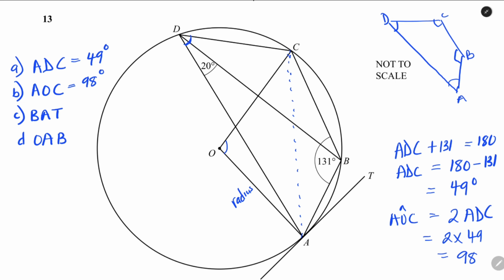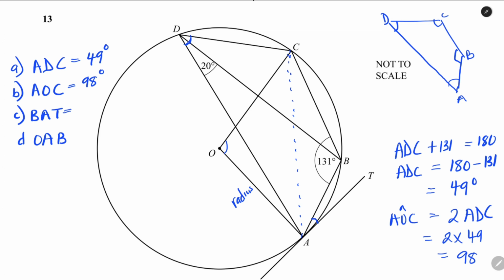Up next, we need to answer BAT. Let's look out for BAT. Well, BAT, it's this angle here. Okay, now this angle here is being made with a tangent that is external to the circle. But there is also a theorem that talks about this particular angle being created with a tangent. It's called the alternate segment theorem.